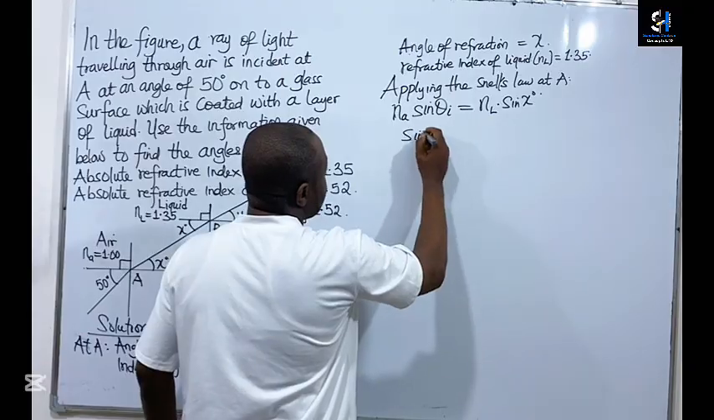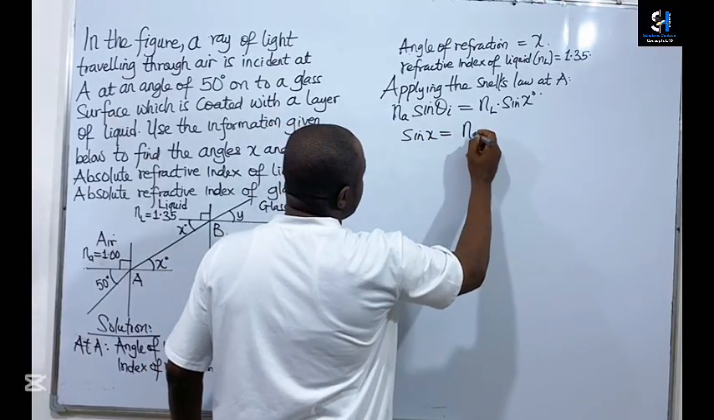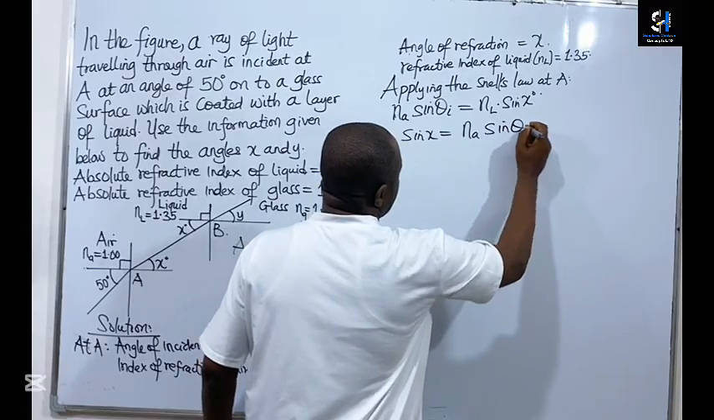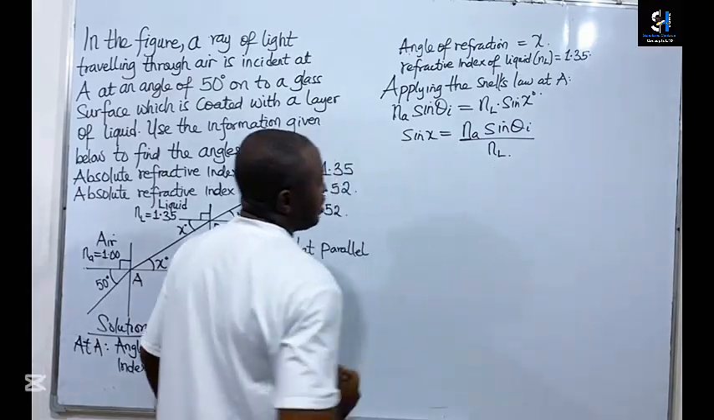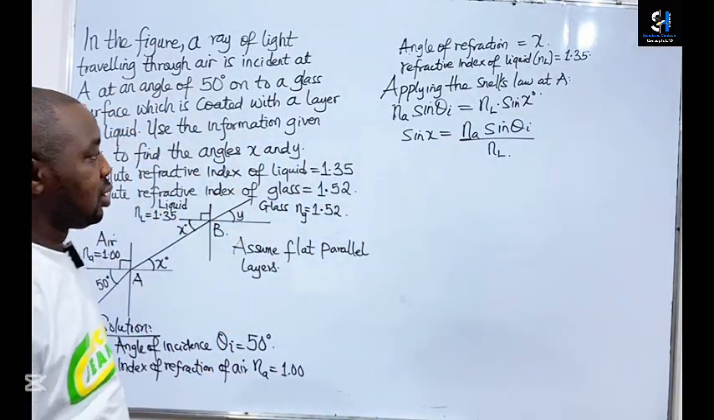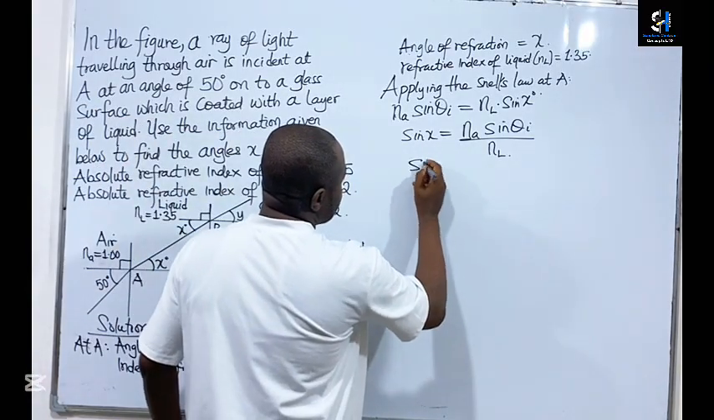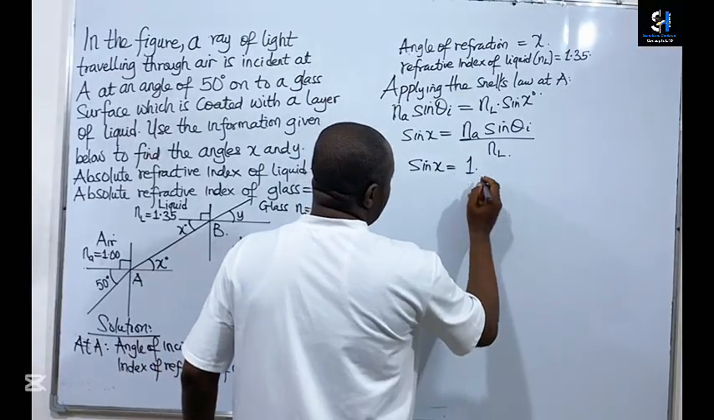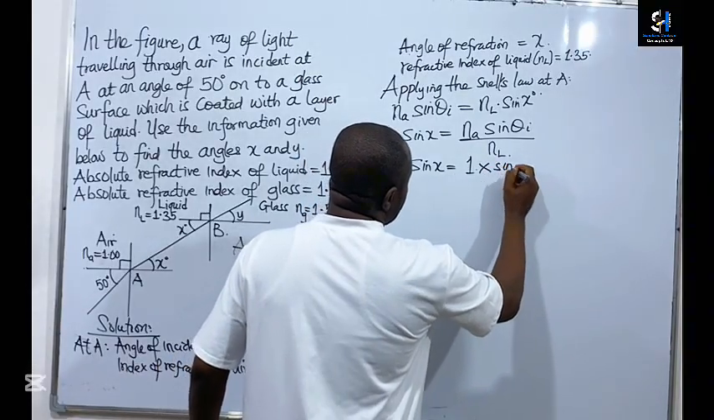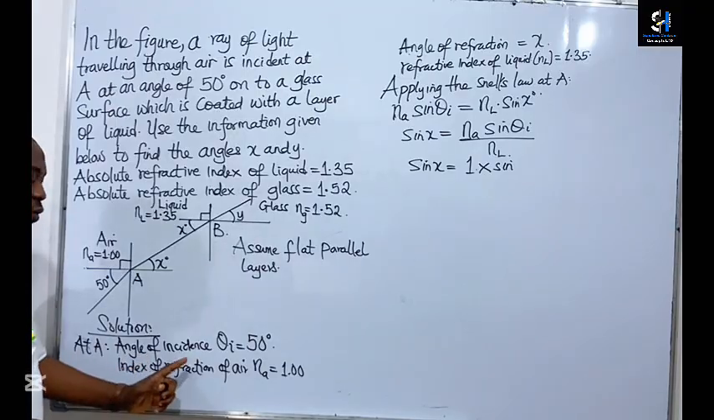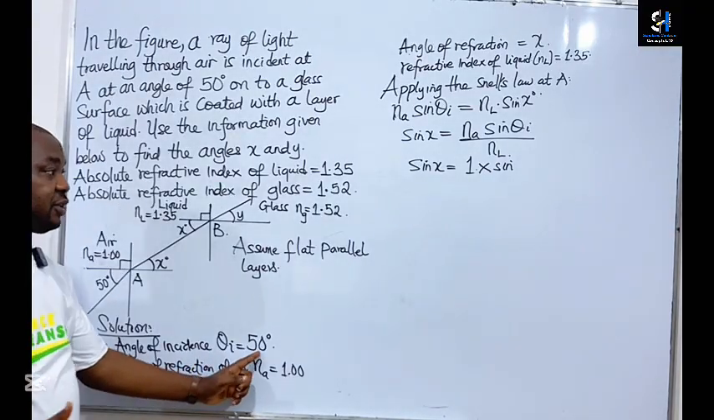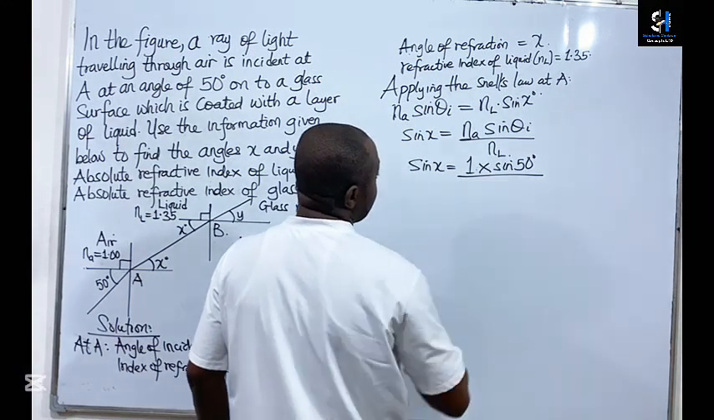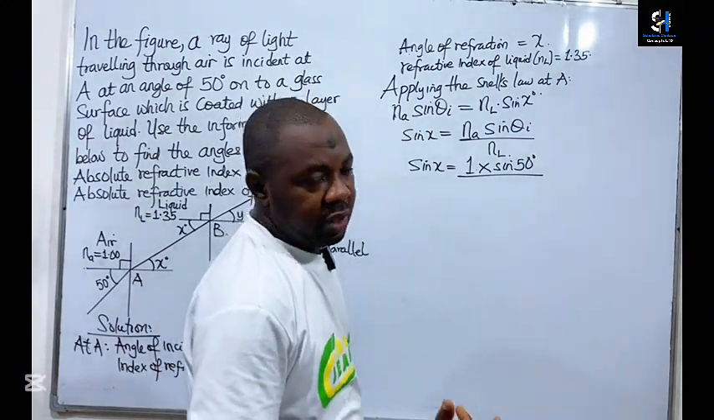So we can then write sine x equals the index of refraction of air multiplied by sine of the angle of incidence, divided by the refractive index of the liquid. Let's plug in the values. In air, we have 1 multiplied by sine of the angle of incidence, which is 50 degrees, divided by the index of refraction of the liquid.